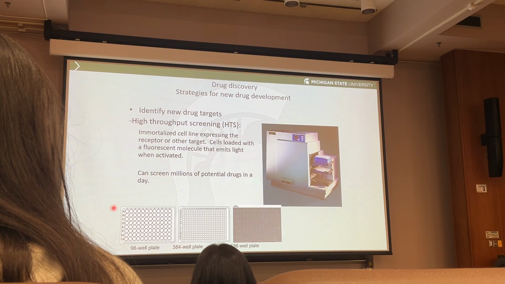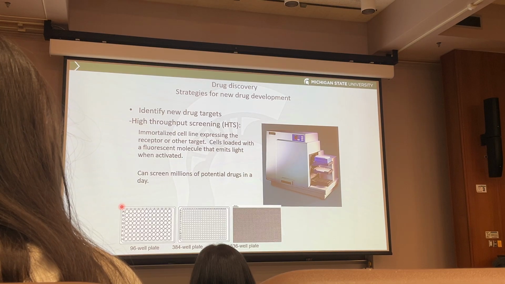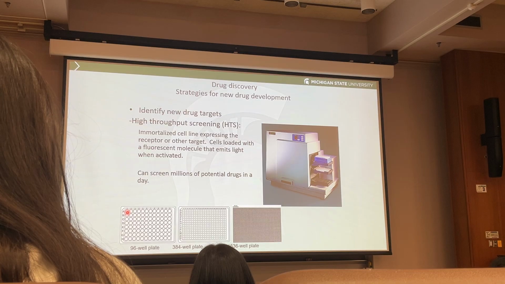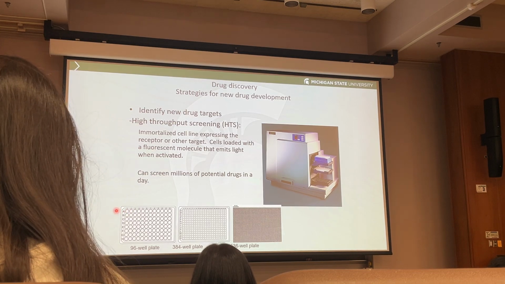One of the most common and now earliest renditions of this is a 96 well plate. So there's actually 96 wells. Each of these white circles here represents one well that you can grow cells in. Each of the wells will be for a different drug that you're screening.